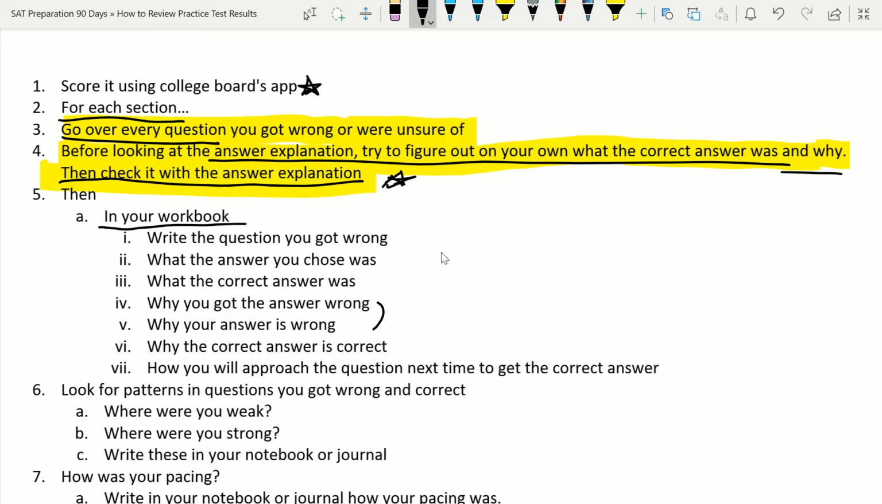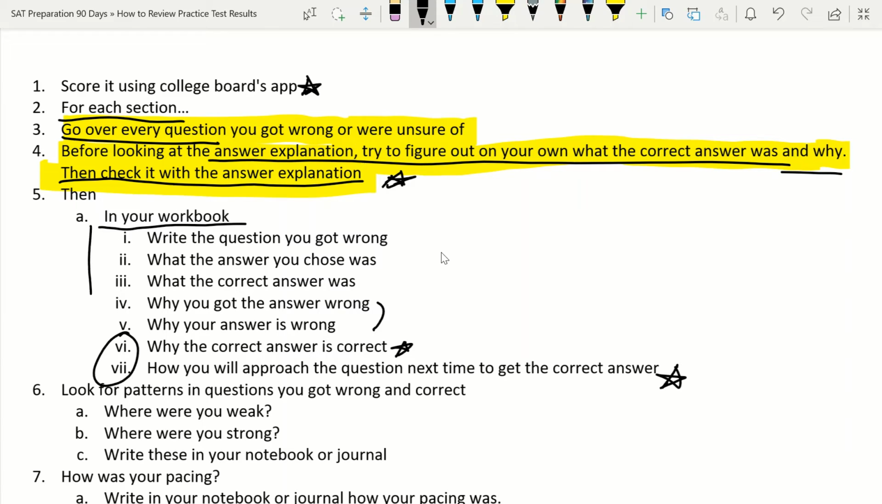So why is your answer wrong? These two are basically the same: why you got your answer choice wrong and why your answer is wrong. So how did you get to the wrong answer? Then after that, you're going to write why the correct answer is correct. And then finally, and this is really the most important part, how you're going to approach the question next time to get to the correct answer, right? This is really what we want to be focusing in on.